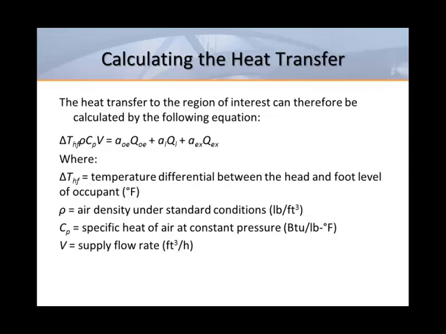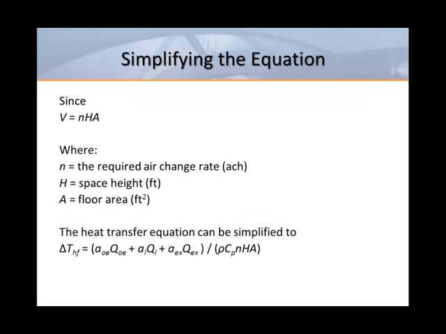The total heat transfer to the area of interest, in our case the zone between the head and foot of the occupant, can now be calculated using this equation. We can simplify things a little by taking out the air volume component to get an equation that describes the resulting temperature differential from the head to the foot of an occupant. Now it's time to look at thermal comfort considerations.